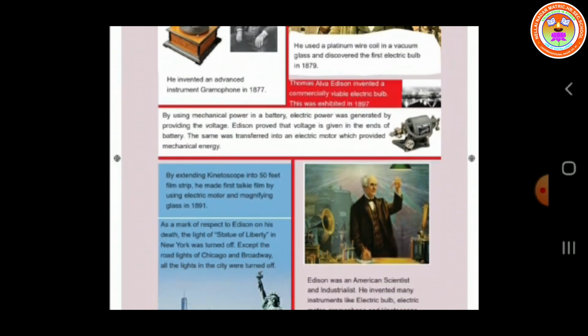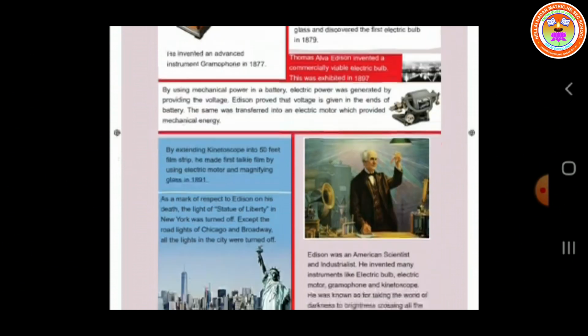By using mechanical power in a battery, electric power was generated by providing the voltage. Edison proved that voltage is given at the ends of the battery. The same was transferred into an electric motor which provided mechanical energy. Have you understood about Edison, students?